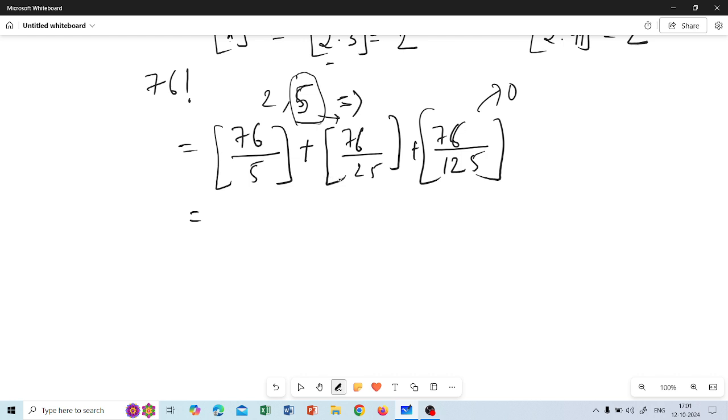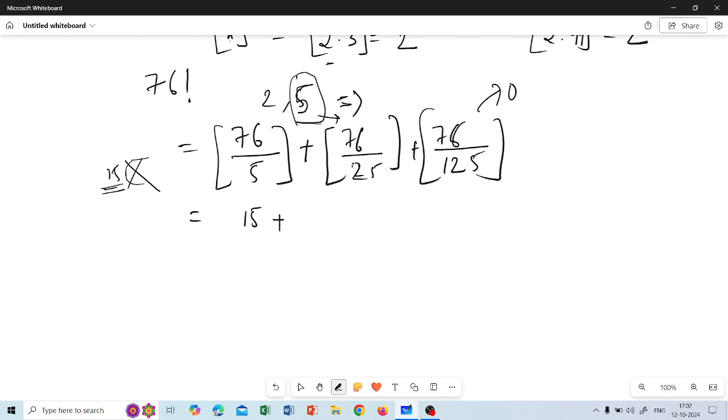Since this is the greatest integer function, as you might understand, we have to ignore the remainder. 76 is not divisible by 5 exactly, but 75 is divisible. So 15 fives are 75. Similarly, 25 is also not exact. This is what the greatest integer function does, right? 15 point something is there, so we don't want the decimal part. We are removing it, only considering the integer part.